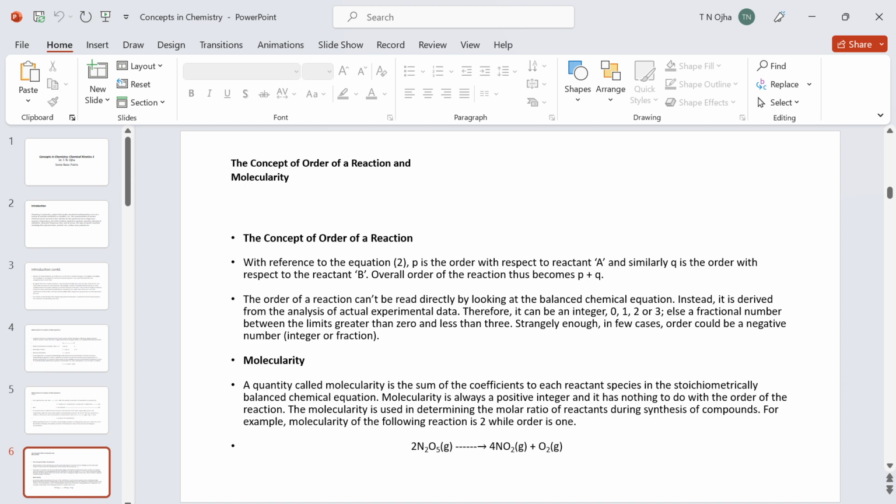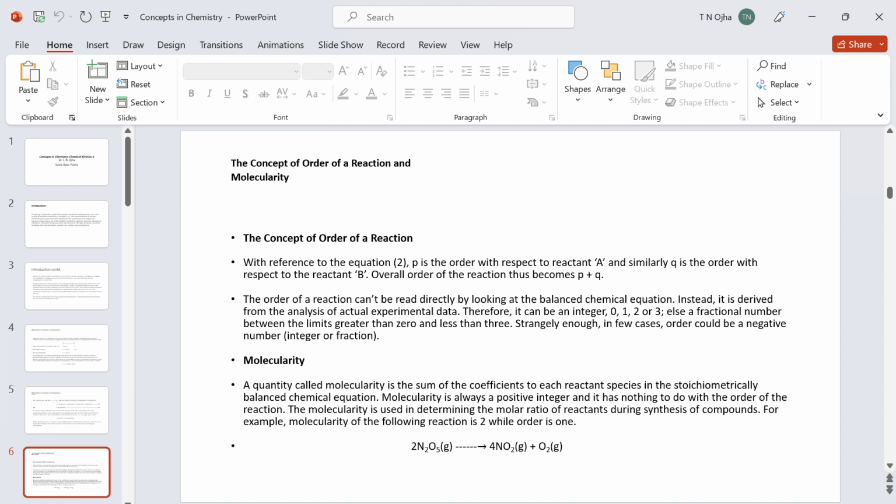Therefore, it can be an integer 0, 1, 2, or 3, and a fractional number between the limits, greater than 0 and less than 3. Strangely enough, in some cases, the mathematical calculation for order from kinetic data yields a negative value, either integer or fraction. This may look strange, but this is the case because order is obtained from the analysis of kinetic data. It could be both plus and negative.